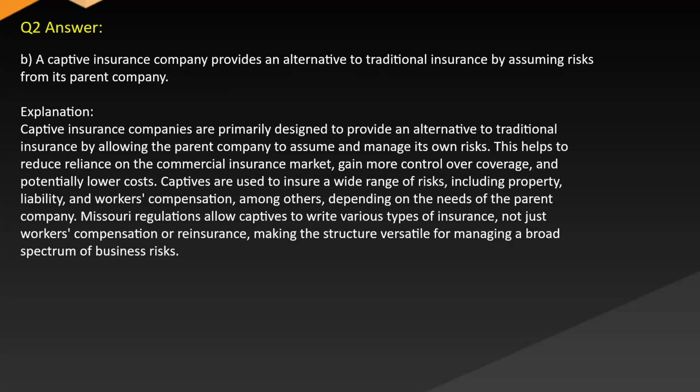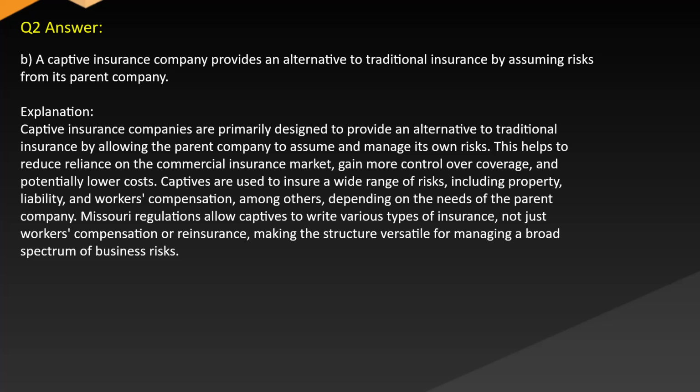Answer: B. A captive insurance company provides an alternative to traditional insurance by assuming risks from its parent company. Explanation: captive insurance companies are primarily designed to provide an alternative to traditional insurance by allowing the parent company to assume and manage its own risks. This helps to reduce reliance on the commercial insurance market, gain more control over coverage, and potentially lower costs.